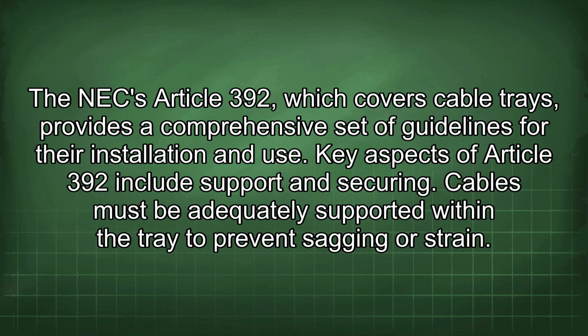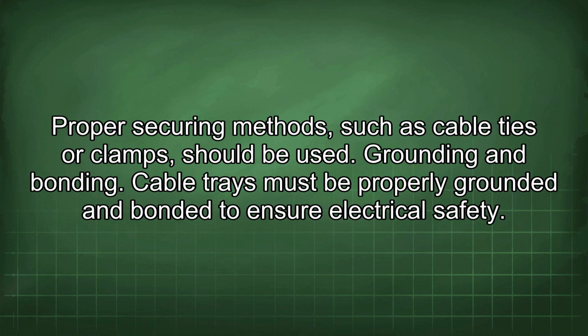The NEC Article 392, which covers cable trays, provides a comprehensive set of guidelines for their installation and use. Key aspects of Article 392 include support and securing. Cables must be adequately supported within the tray to prevent sagging or strain. Proper securing methods, such as cable ties or clamps, should be used.